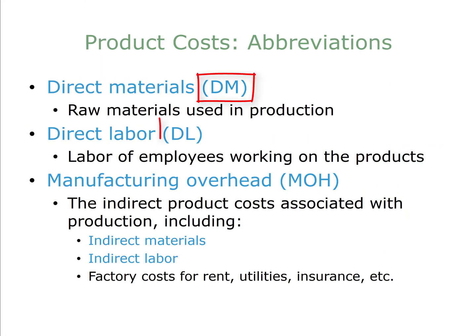Sometimes you'll see these abbreviations. If you see DM, that means direct materials. If you see DL, that means direct labor. And if you see MOH, that means manufacturing overhead.